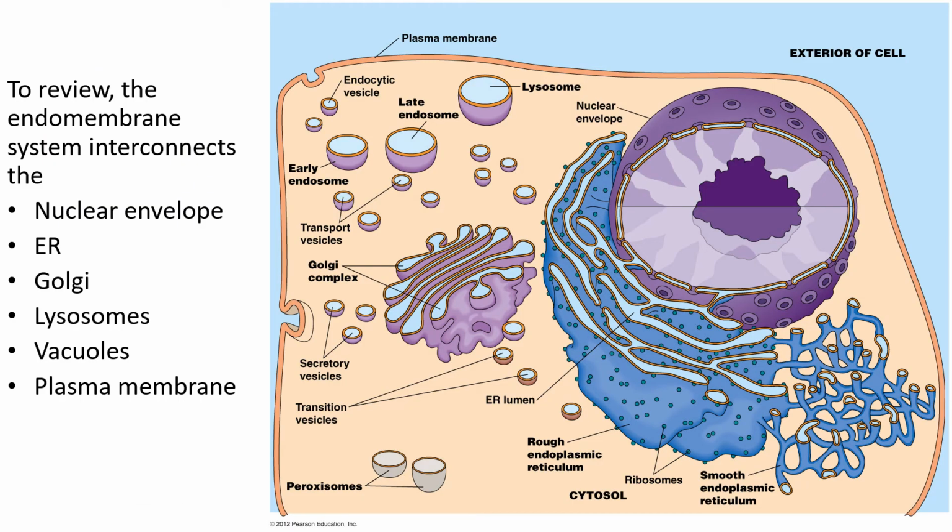So to review, these are all the endomembrane systems. They're all interconnected and they all have that membrane around them. So we have the nuclear envelope that's going to surround the nucleus. We're going to have the rough endoplasmic reticulum and the smooth endoplasmic reticulum. We're going to have transport vesicles. We're going to have the Golgi body, or the Golgi complex it's sometimes called. Lots of different lysosomes and other vesicles all in here. And all of them are going to be made out of that membrane material.